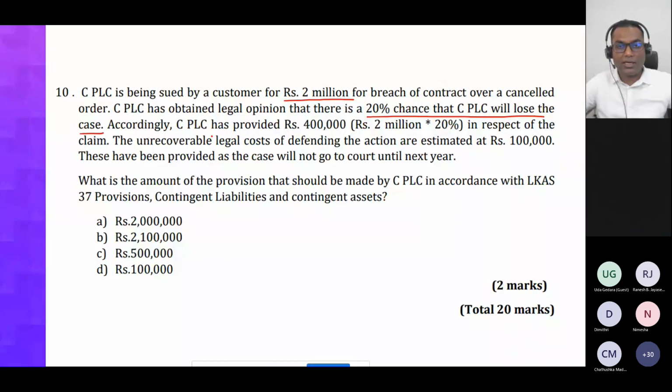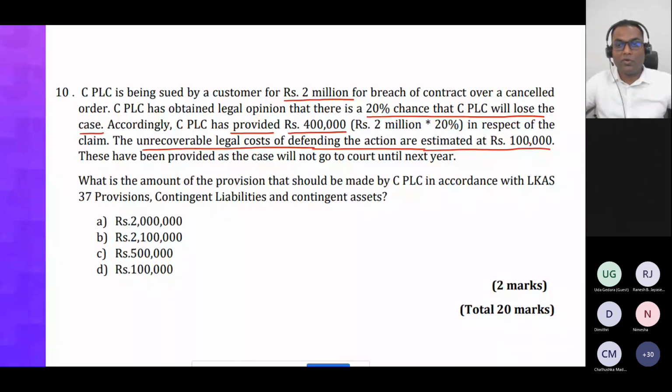Accordingly, CPLC has provided 400,000 rupees. Why 400,000 rupees? 2 million is the amount that is being claimed by the particular customer. So only 20% chance is there to lose the case. 2 million into 20%, 400,000. So CPLC has provided 400,000 in respect of this claim. Unrecoverable legal costs of defending the action are estimated to be another 100,000 rupees. These have been provided as the case will not go to court until the next year.